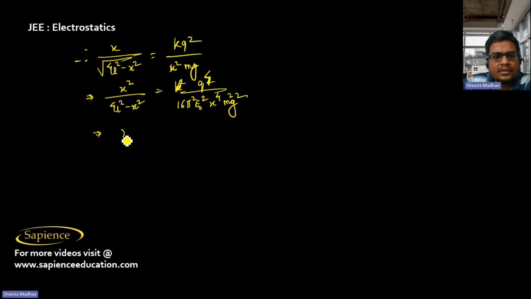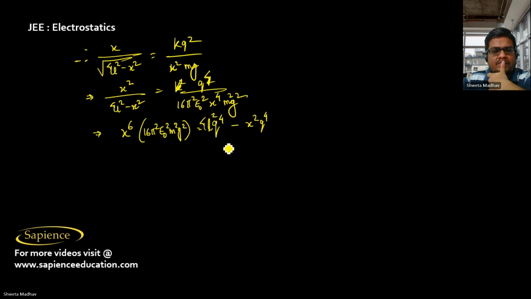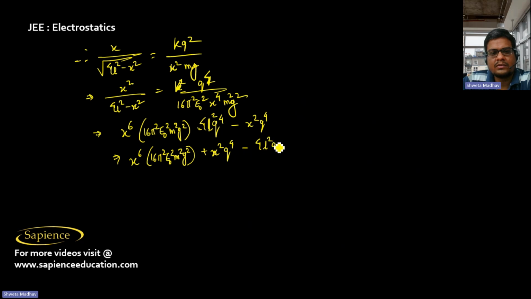Now we can simplify it. So this will be x power 6 into 16 pi square epsilon naught square m square g square, that is equal to q power 4 into 4L square minus x square q power 4. So x power 6 into 16 pi square epsilon naught square m square g square plus x square q power 4 minus 4L square q power 4, that is equal to 0. Now it is a cubic equation in x square.